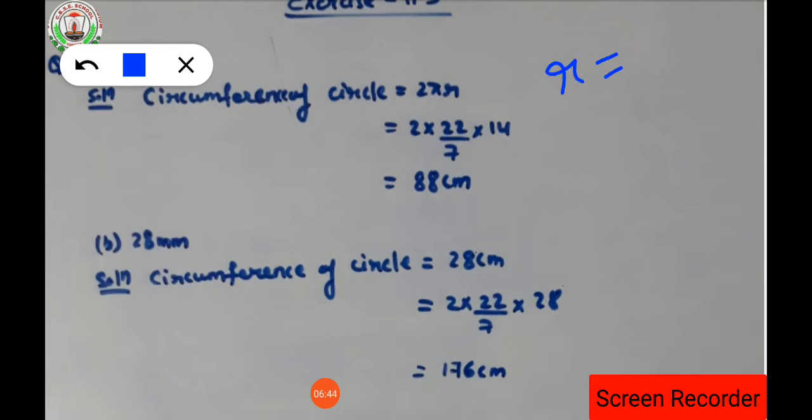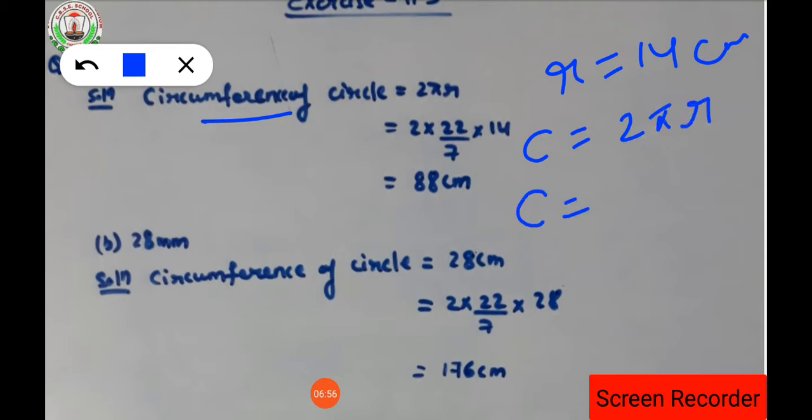The radius value is given as 14 centimeter. We have to find the circumference of a circle. So what is the circumference of a circle? The formula is 2 pi r, isn't it? So circumference of a circle is equal to 2 into pi value. In the question itself it is given that we have to take it as 22 by 7, and r is also given in the question as 14 centimeter.